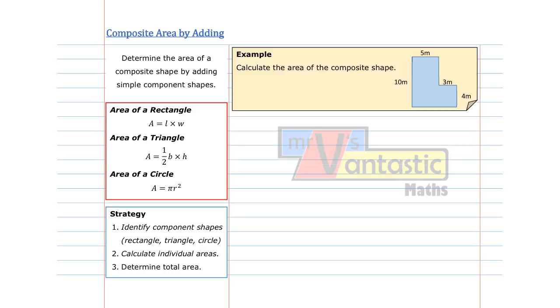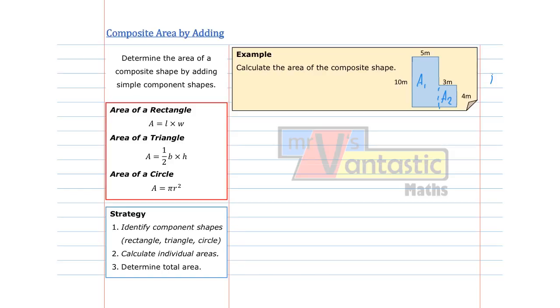In order to solve this one, we're going to break this shape up into smaller shapes that we can solve. In this case, we're going to break it up into two rectangles. Let's call them area 1 and area 2. We like breaking composite shapes up into either rectangles, triangles, or circles. In this case, two rectangles.